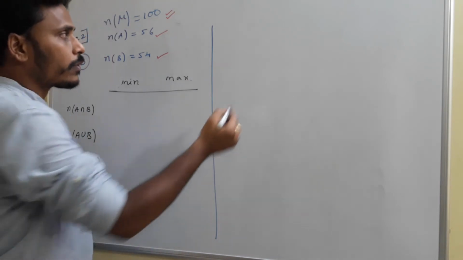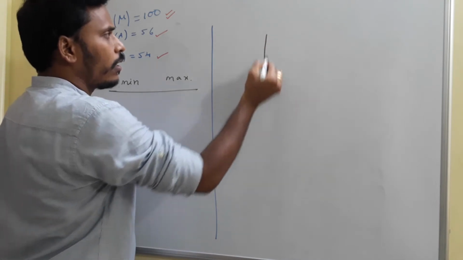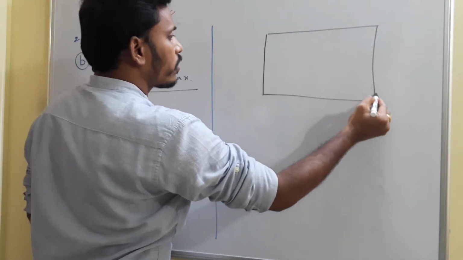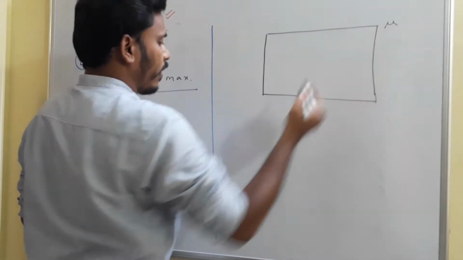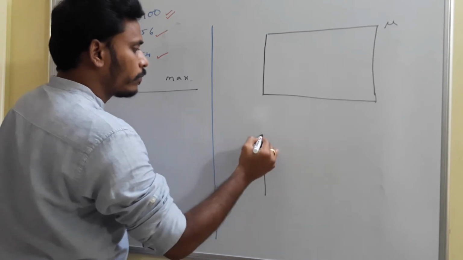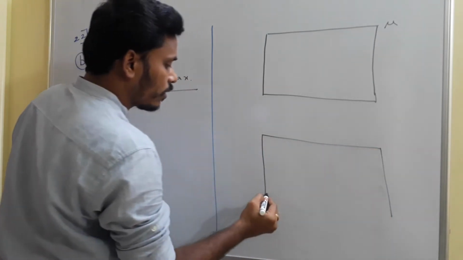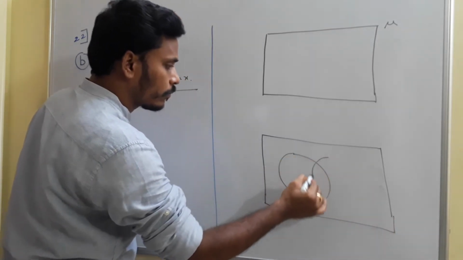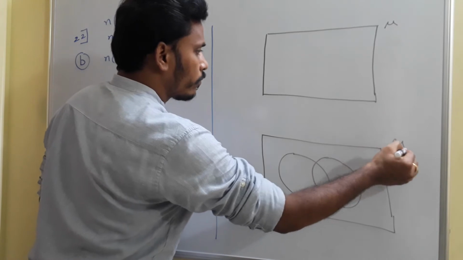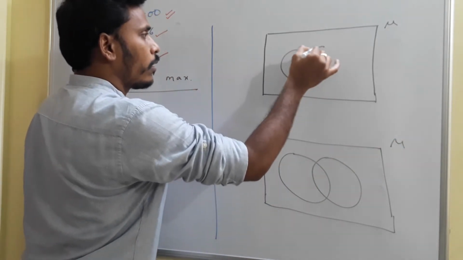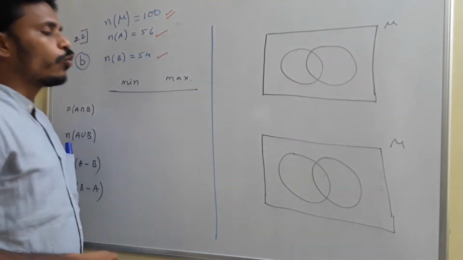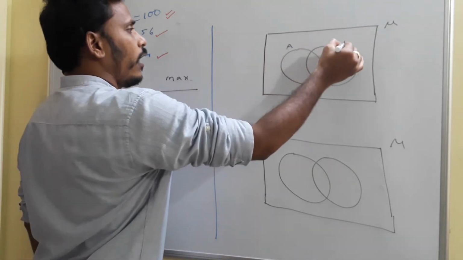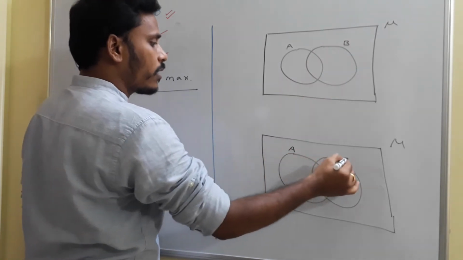So for that, see the first Venn diagram. Since mu is involved, mu is the universal set and it is usually represented by a rectangle. This diagram is for the other extreme position. The total number in that universal set should be 100. Among those two, for sure the first one is A and the second one is B.